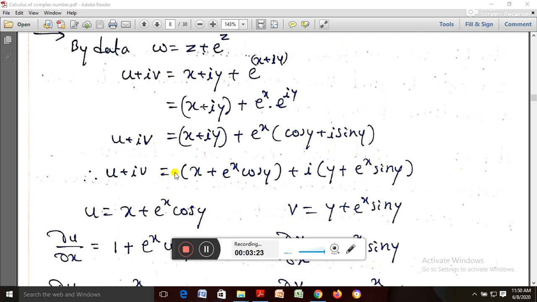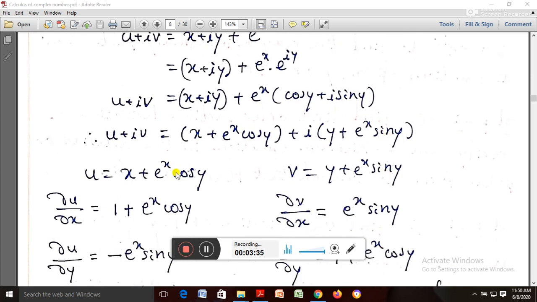In u plus iv, the real part is x plus e raised to x cos y, and the imaginary part is y plus e raised to x sin y. Then separate the real and imaginary parts. u is equal to x plus e raised to x cos y, and v is equal to y plus e raised to x sin y.